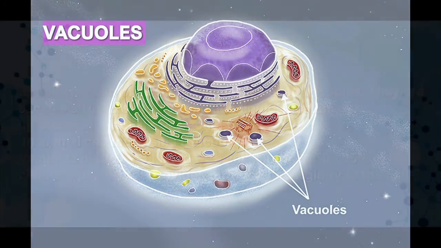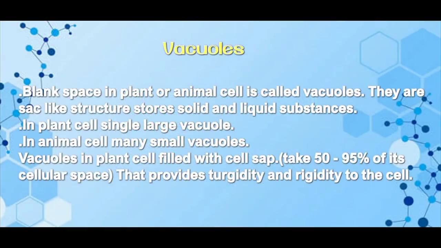Vacuoles. Blank spaces in plant or animal cells are called vacuoles. They are sac-like structures that store solid and liquid substances. In plant cells, a single large vacuole. In animal cells, many small vacuoles.